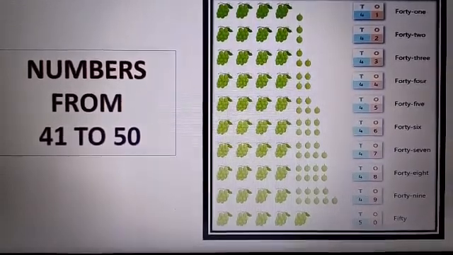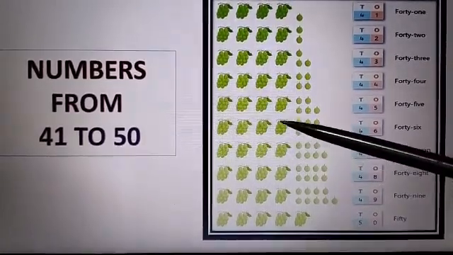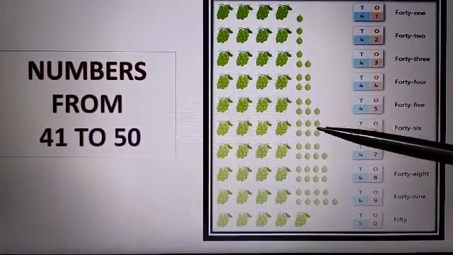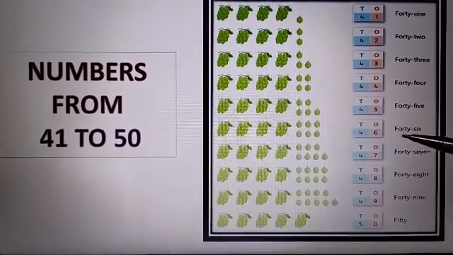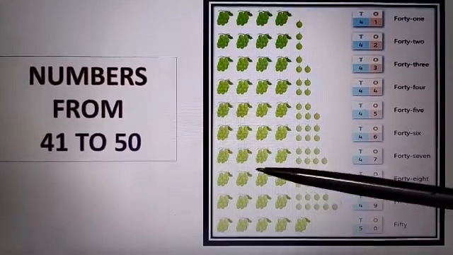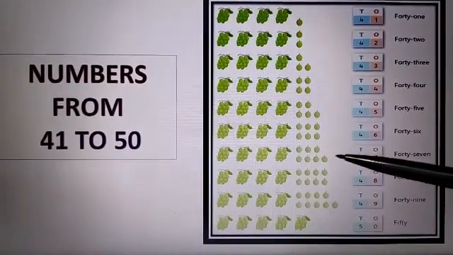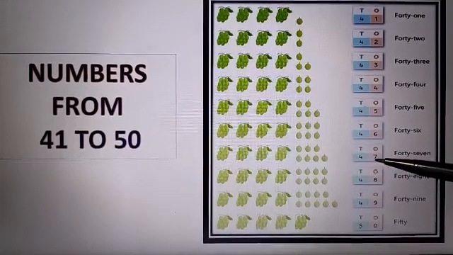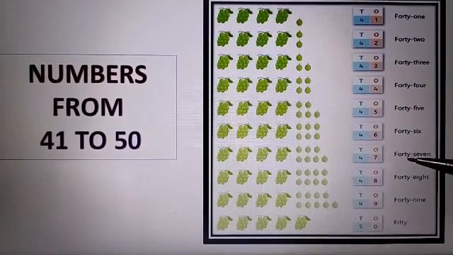F-O-R-T-Y 40. F-I-V-E 5. 1, 2, 3, 4. 4 tens and 1, 2, 3, 4, 5, 6. 6 ones. That is 46. F-O-R-T-Y 40. S-I-X 6. 1, 2, 3, 4. 4 bunches make 4 tens. And 1, 2, 3, 4, 5, 6, 7. 7 ones makes 47. F-O-R-T-Y 40.